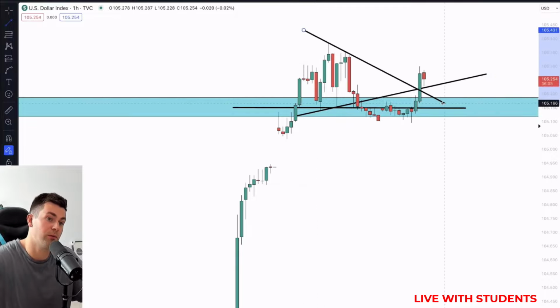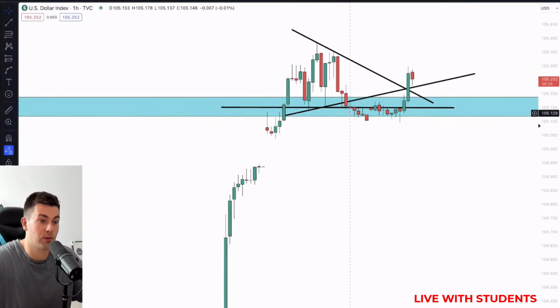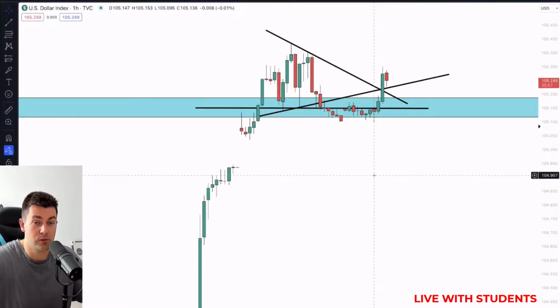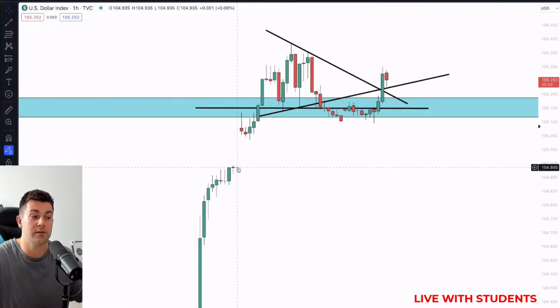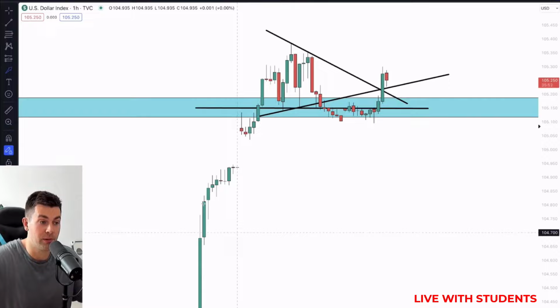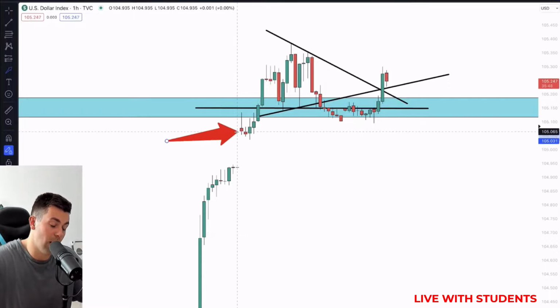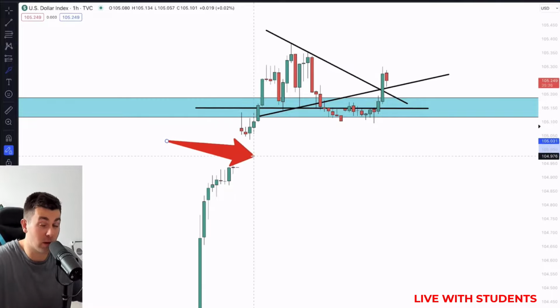You can see that we form here the symmetrical triangle formation and the price managed to violate the support of the triangle. But the main thing that you should pay close attention to here is a huge gap up. You can see that here we have a huge gap. And once we see the gap, we should always remember that probabilities are very high that the gap will be filled. And you can see that for now, the gap is not filled.